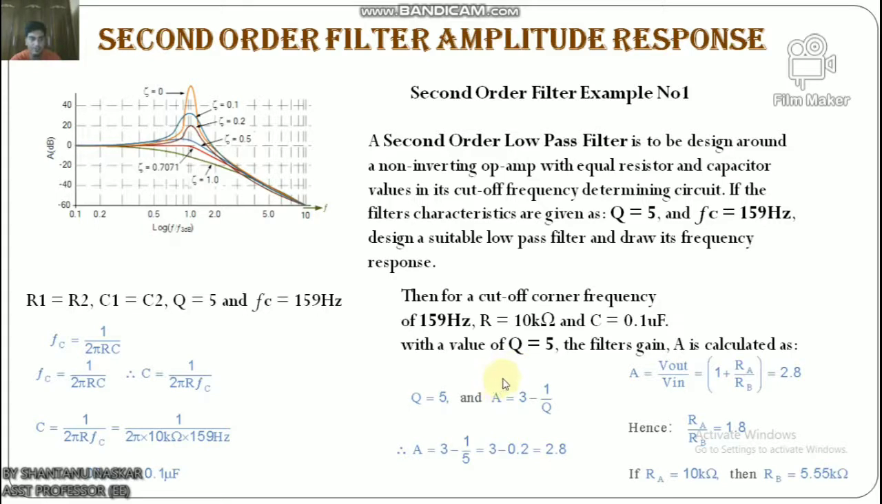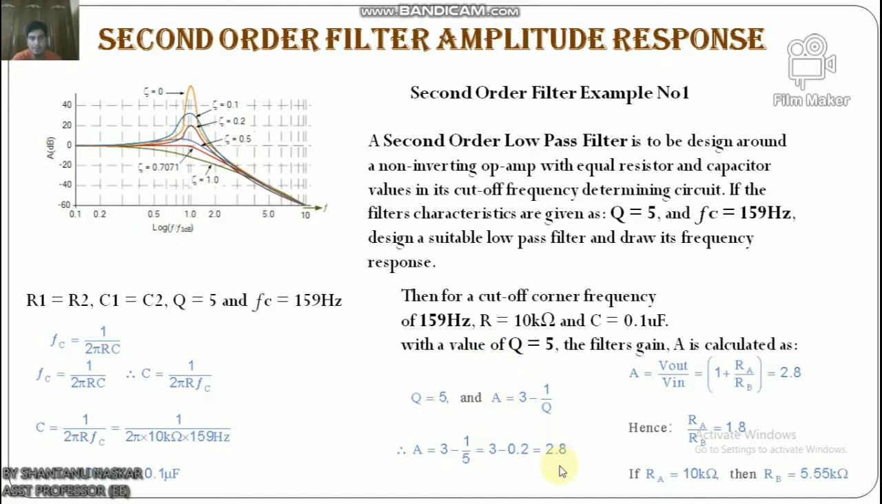calculated. Fc equals 1 by 2 pi RC, so C equals 1 by 2 pi Rfc, and by calculating and putting in the values, C equals 100 nanofarad. So for a cutoff frequency of 159 hertz, R equals 10 kilo ohm and C equals 0.1 microfarad or 100 nanofarad. With the quality factor of 5, the filter gain A is calculated as A equals 3 minus 1 by Q, so A equals 2.8.